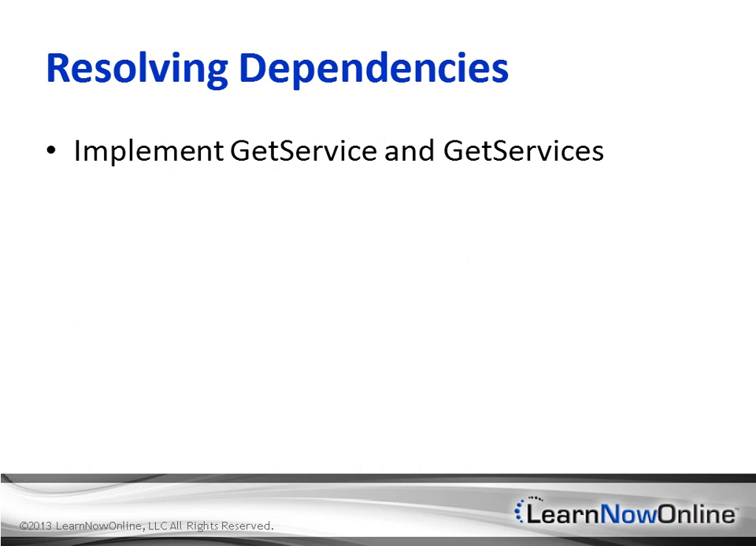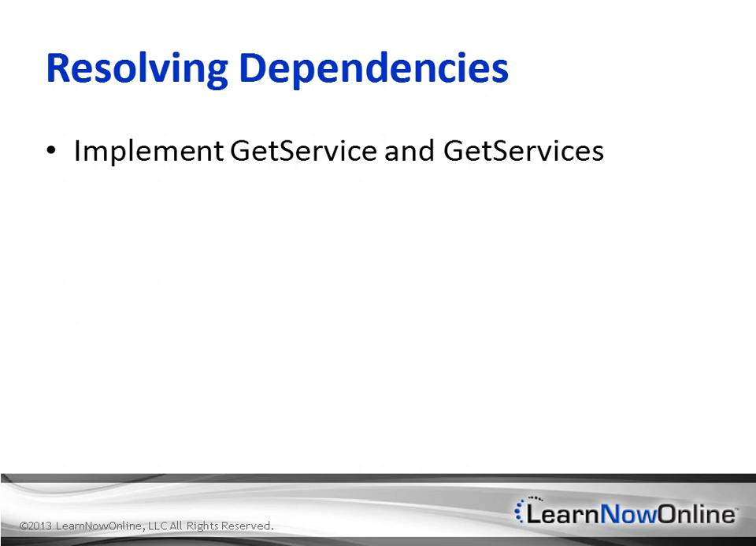GetService is used to return one concrete instance of an abstraction. GetServices is used to return a collection of implementations of the same abstraction. So for example, if you had ILogger and you only had one implementation of that, say SQL Server Logger, then GetService would be what you'd use. There's only one possible implementation. But if you had a SQL Server Logger and an event log logger and a text file logger, there could be multiple implementations of ILogger, and GetServices would be the method that the framework would need to use.